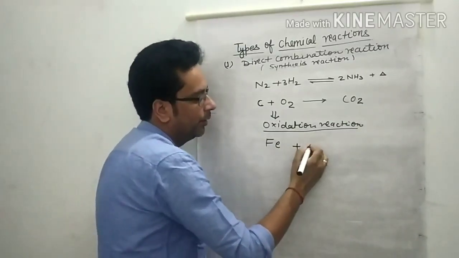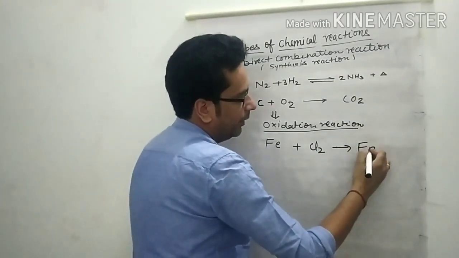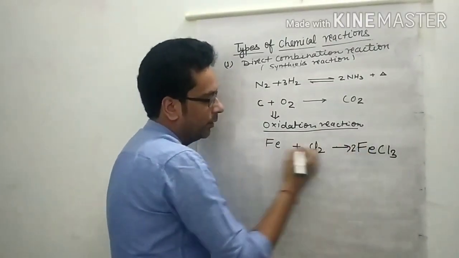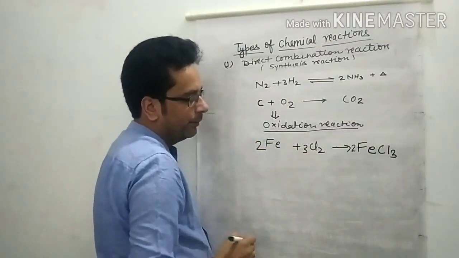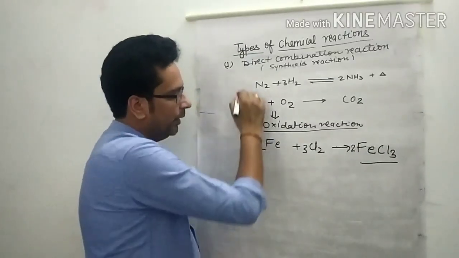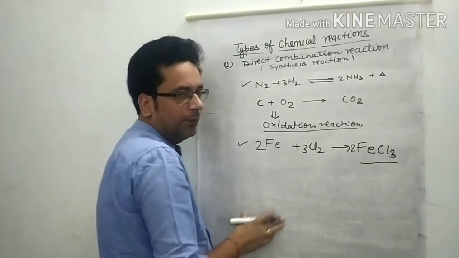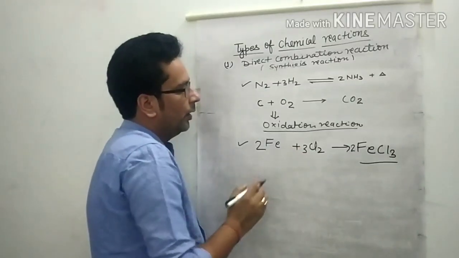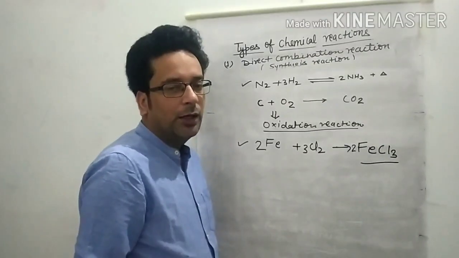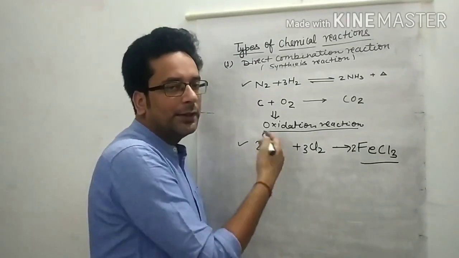Iron reacts with chlorine to form FeCl3. Balanced reaction. Ferric chloride. Now these are combination reactions, examples of combination reaction. Now, why is it known as synthesis reaction? Because a lot of salts or other substances are formed with this method.